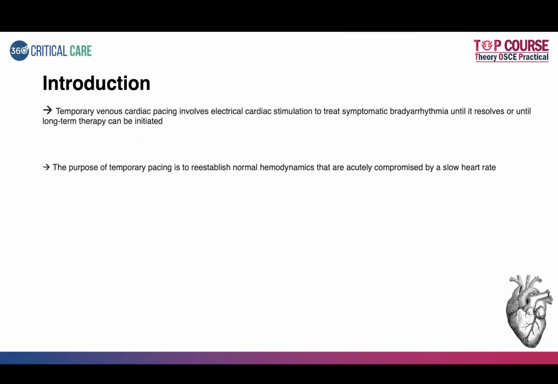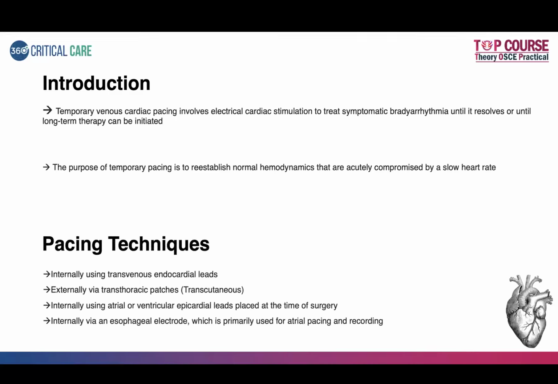So as Bhuvaneshwari had told, cardiac output is basically your heart rate into stroke volume. So if your heart rate is going to be low, that can compromise the cardiac output, and that itself can cause various complications. So that needs to be addressed in the appropriate setting. Regarding pacing techniques, there are various techniques that can be done. It can be done internally using transvenous endocardial leads, which is what we normally do. That's transvenous pacing. Or it can be done externally via transthoracic patches.